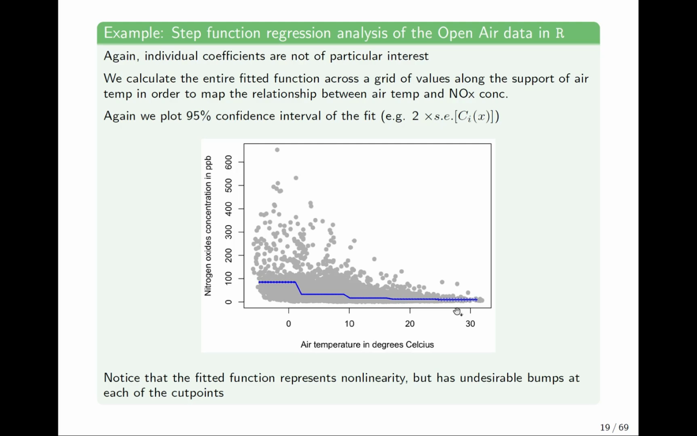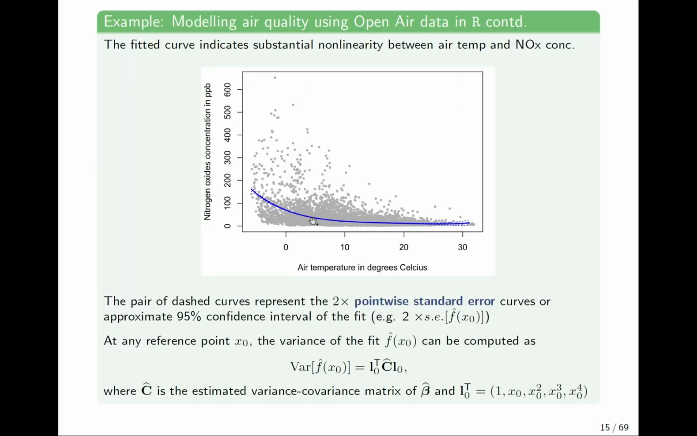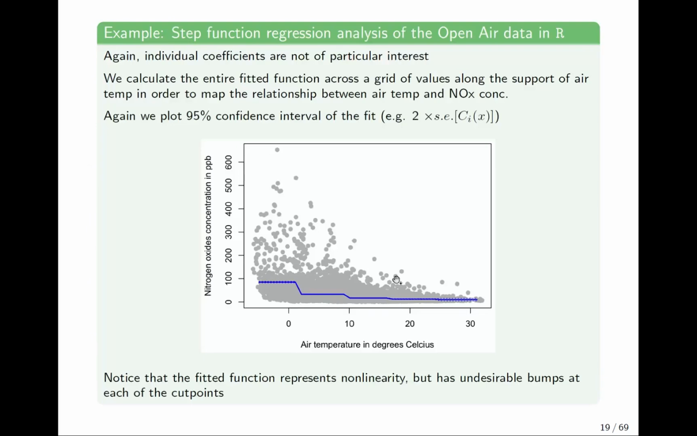So notice that the fitted function represents non-linearity. It's able to do it, in not a dissimilar way to what we had before. However, unlike the function we saw before with the polynomial function, which is nice and smooth, this has undesirable bumps near the cut points. And so that's not something that we really want to see. But nevertheless, it does a good job at representing and showing us what the nonlinear relationship might look like. So it has got value.